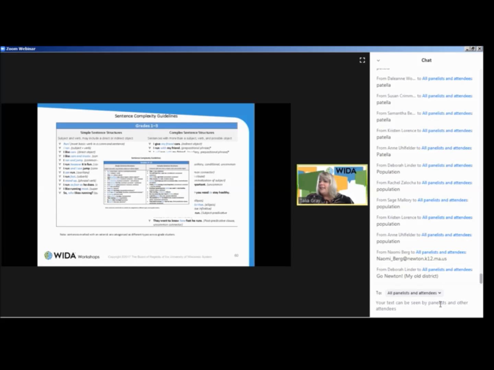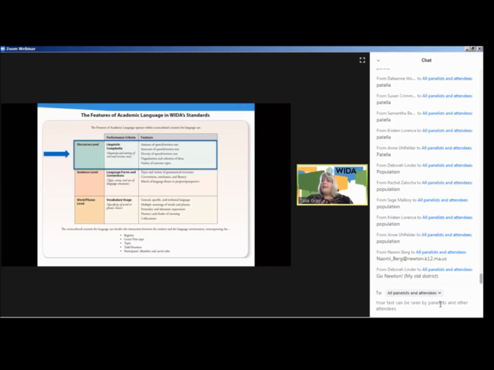And finally, let's talk about the discourse level. Now, the discourse level is sort of what we are striving for. We want students to be on that discourse level.